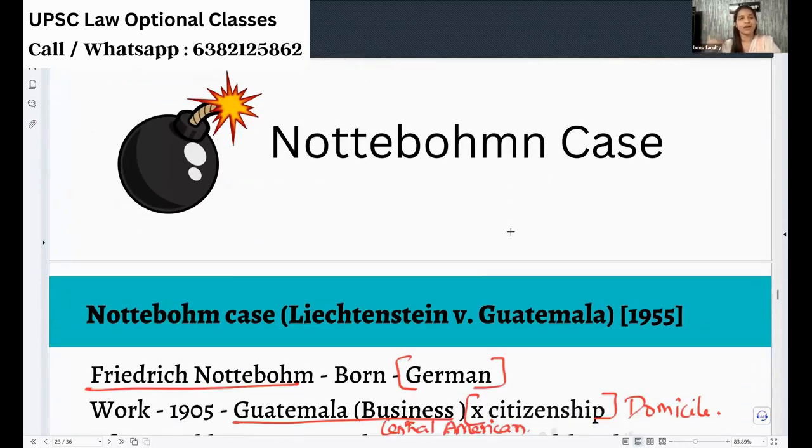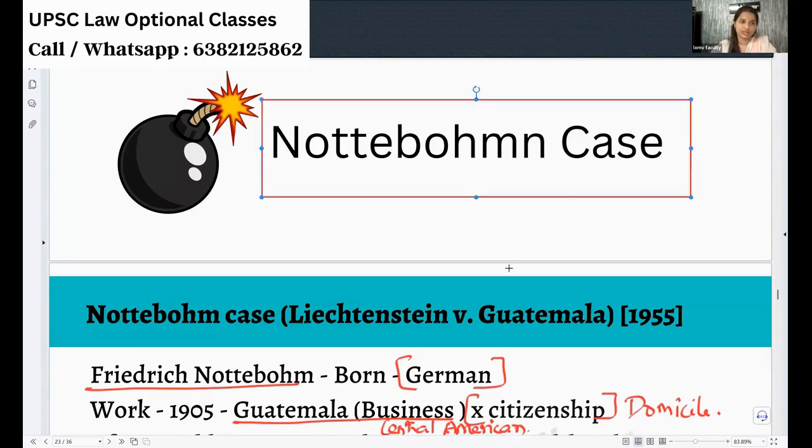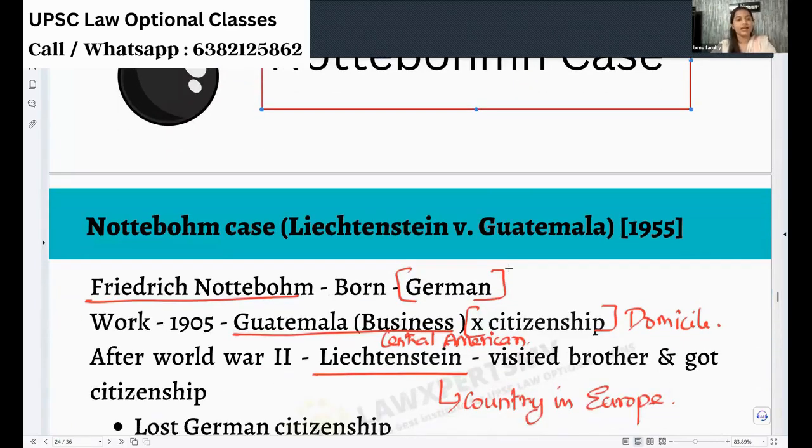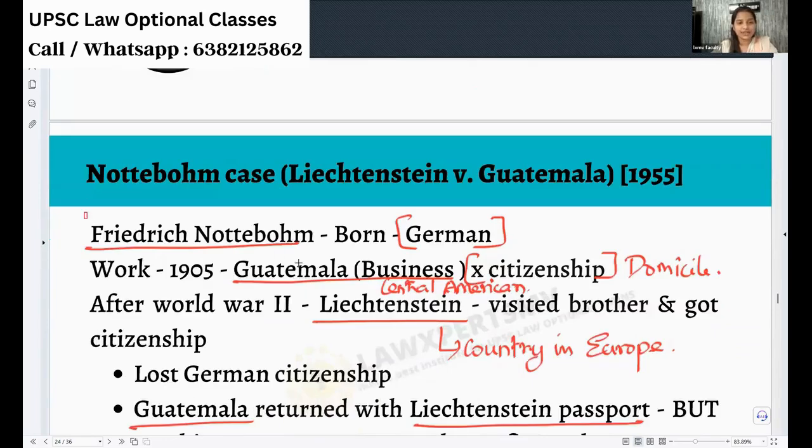So all we saw are articles, legal provisions. Now we are jumping to case law. When you're talking about dual nationality, this Nottebohm case is very, very important. What is this Nottebohm? We have this person who is called Friedrich Nottebohm.